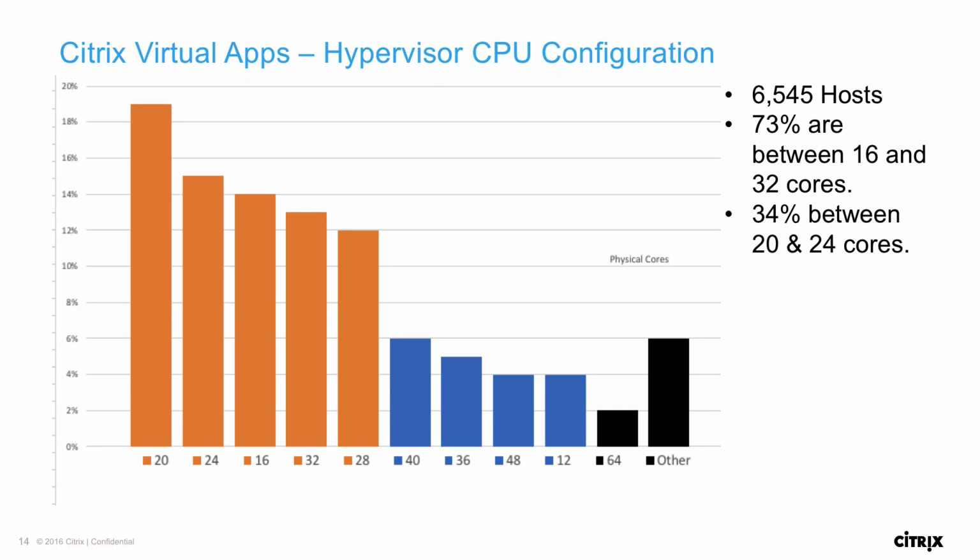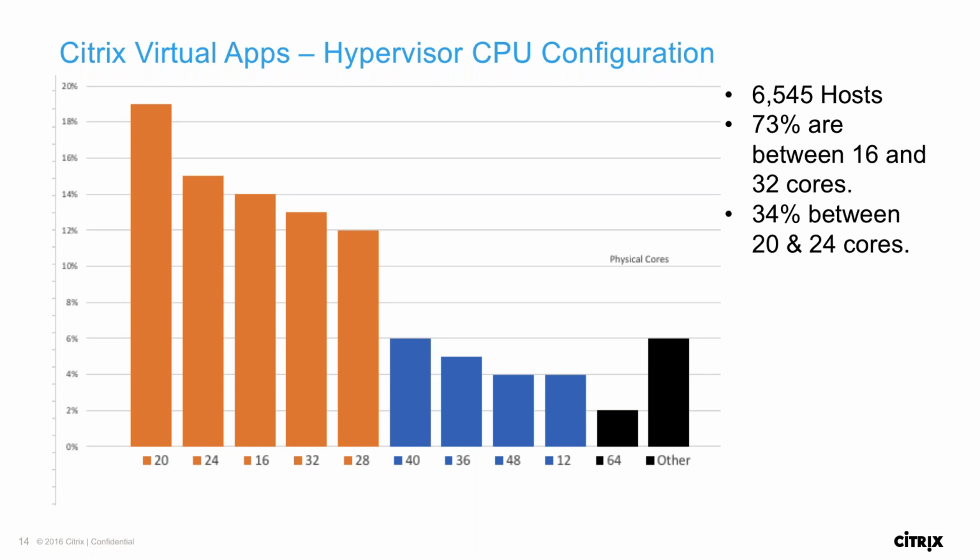20 physical cores is most common, then 24, then 16, and then 32 and 28. I do want to stress these are physical cores. Of course, you can leverage hyper-threading to have logical cores, which will double the number of logical cores that you have. But these are the physical cores that we found in the environment.